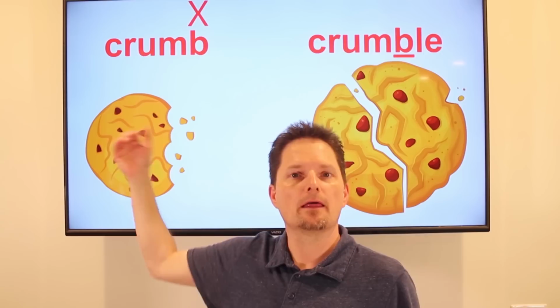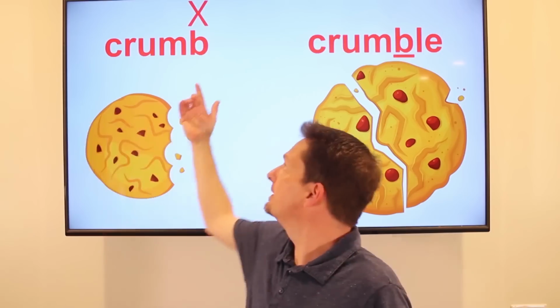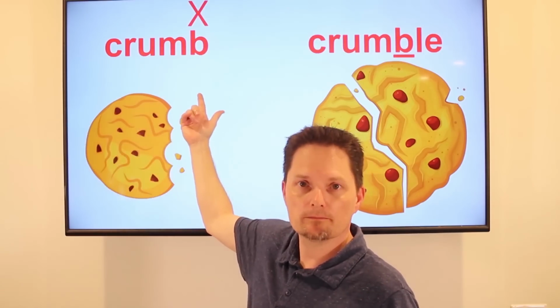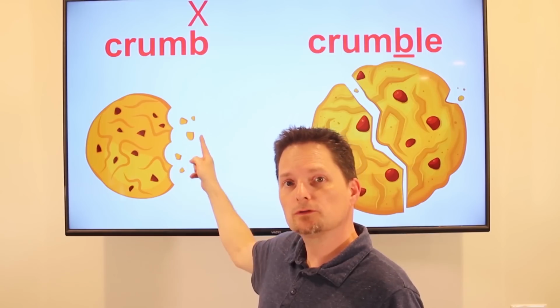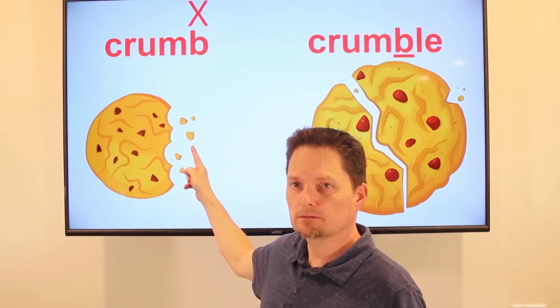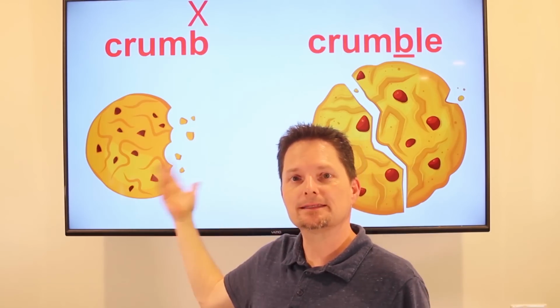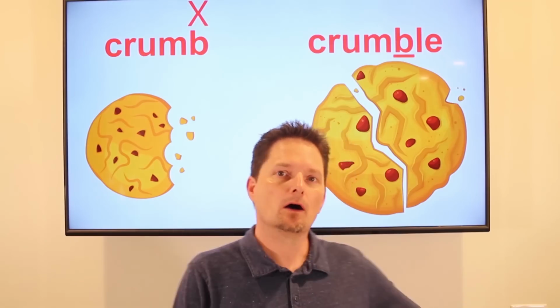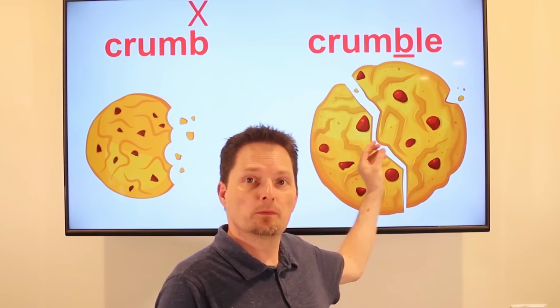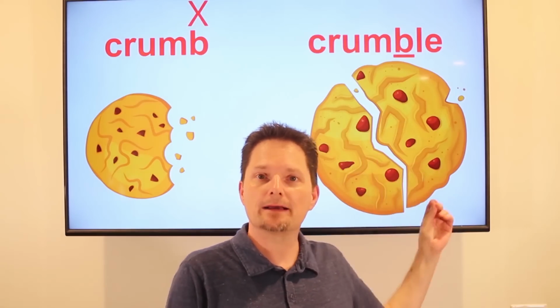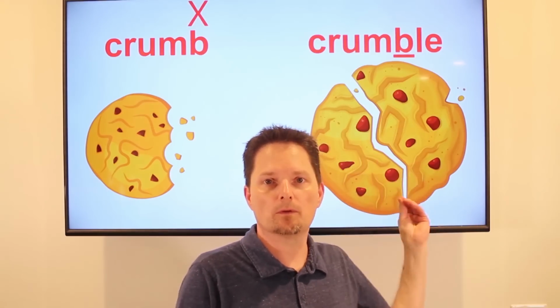Very good. Example, crumb. The B is silent. You have MB at the end. Crumb. 1 crumb, 2 crumbs. 3 crumbs. This is a noun. Crumble is a verb. When you break into pieces, when you make the crumbs, you crumble the cookie. Or you can say the cookie crumbles.